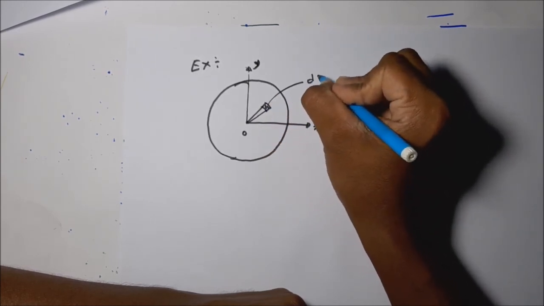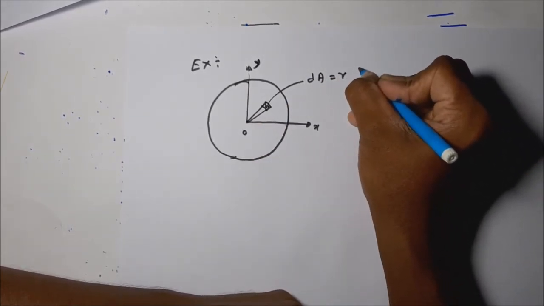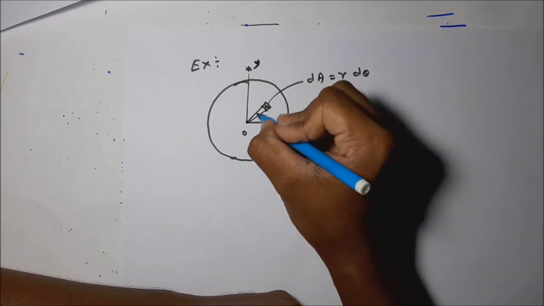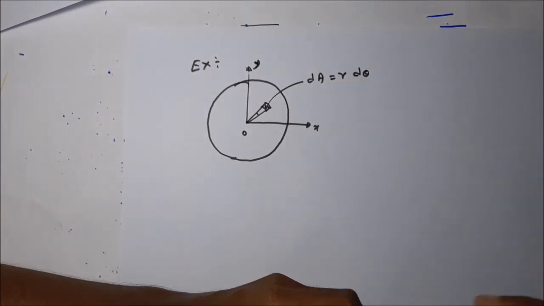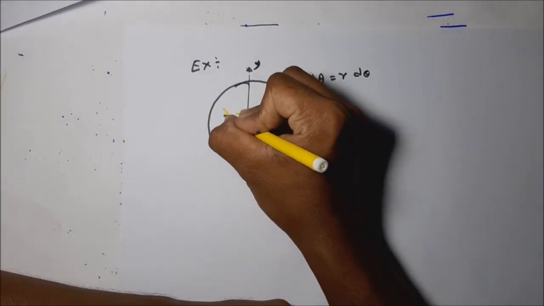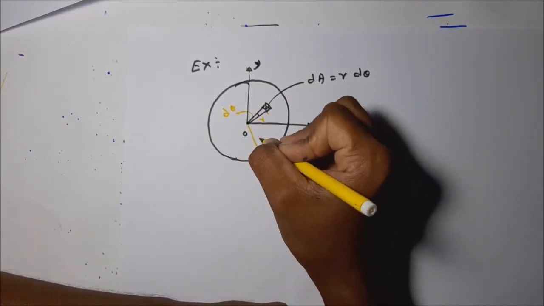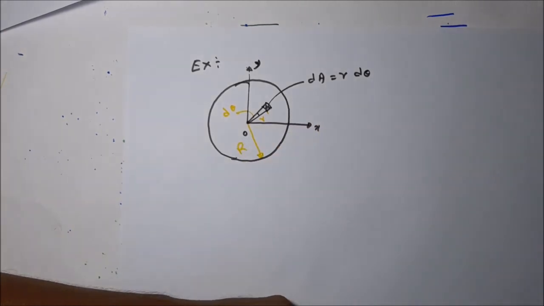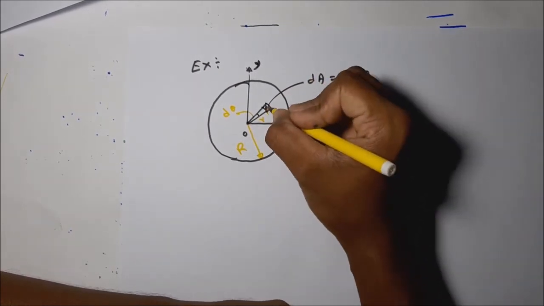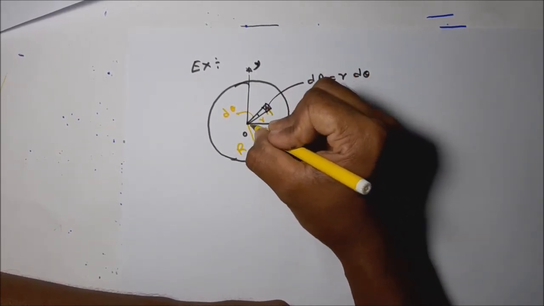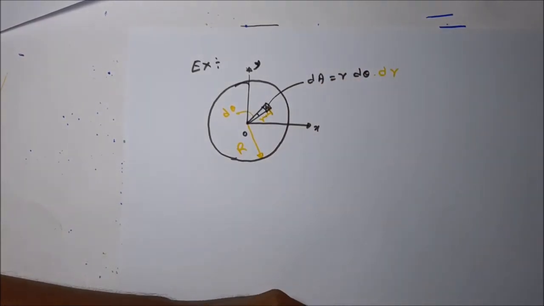This is my dA surface area. dA is equal to r d theta. This is d theta, and this is r. r is the variable, and for the circle section r goes up to capital R. So dA equals r d theta into dr.